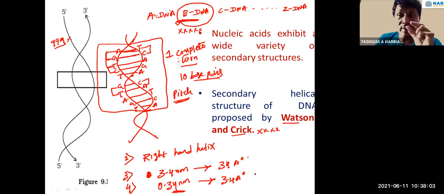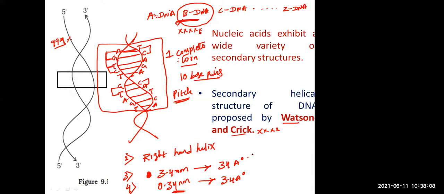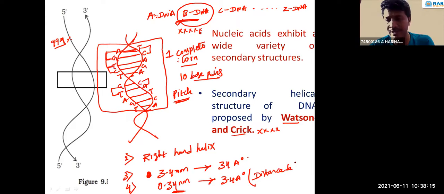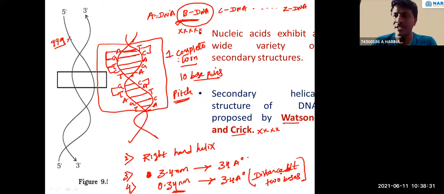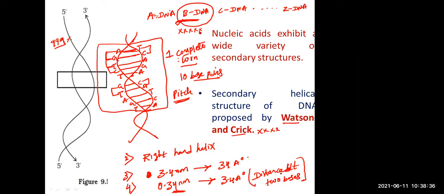What is the distance between two base pairs? 0.34 nanometers. How many base pairs are present in one complete helix, per turn? 10 base pairs, right? So 0.34 times 10 becomes 3.4 nanometers. Are you understanding this?